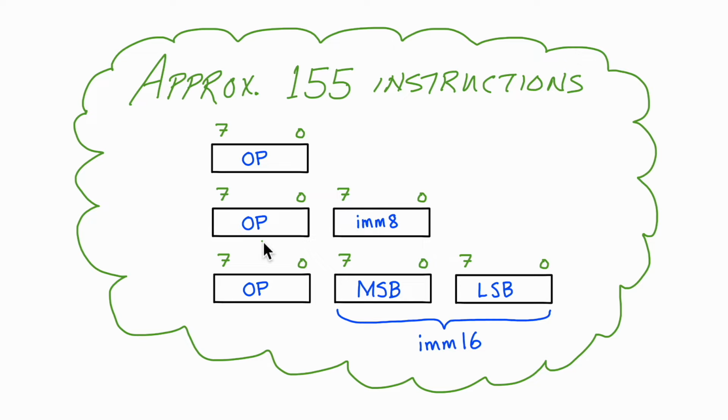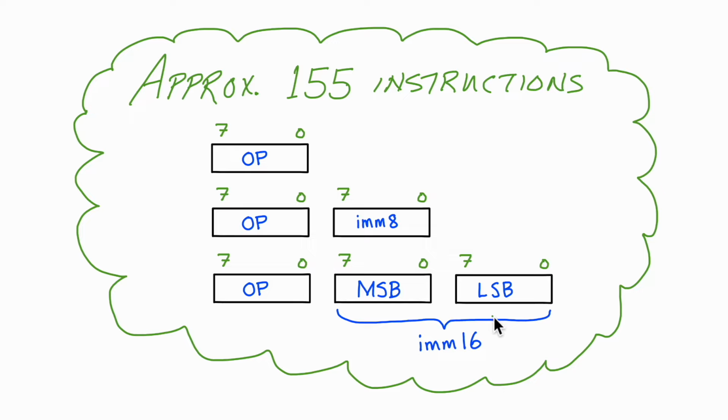For example, the move immediate instruction will move an 8-bit value into a register, so the second byte of the instruction would be the 8-bit binary value that gets moved into the register. In the case of 3-byte instructions, the opcode byte is followed by a 16-bit value, and the second byte of the instruction is the most significant byte of the 16 bits, and then the final third byte of the instruction is the least significant byte.